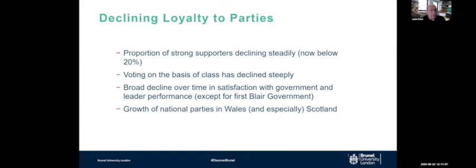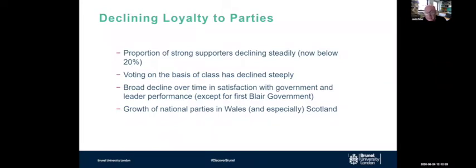The third thing that we observe is that there's been a broad decline over time in terms of satisfaction with government and satisfaction with leaders. Broadly speaking, what we see is that over time, people have become less enamored, much more critical of how governments have performed and how their leaders have performed. And that's led to a decline in their loyalty to either their party or whether or not they would think of voting for another one.